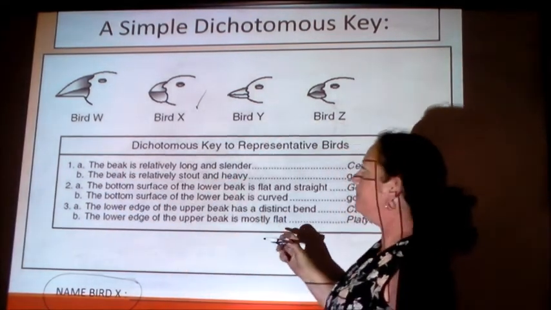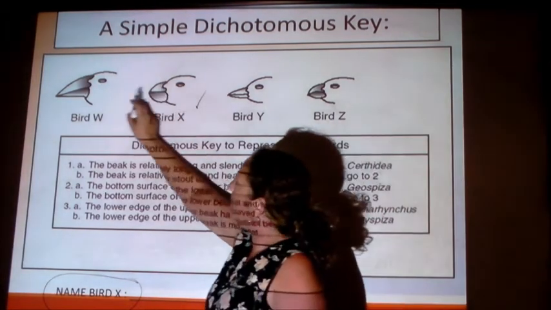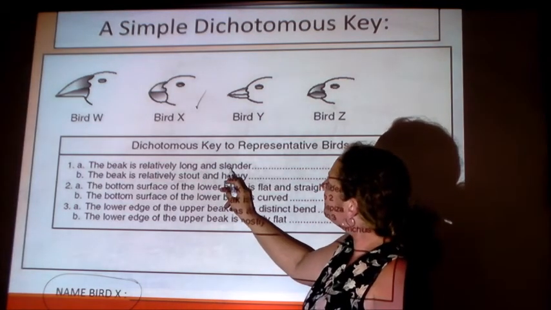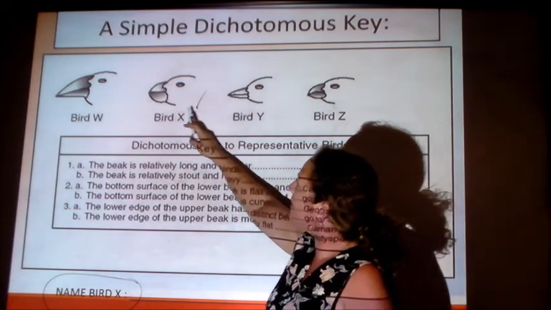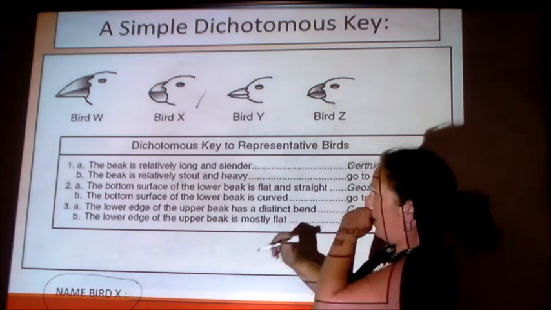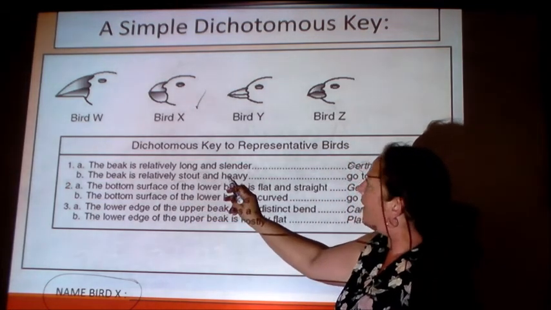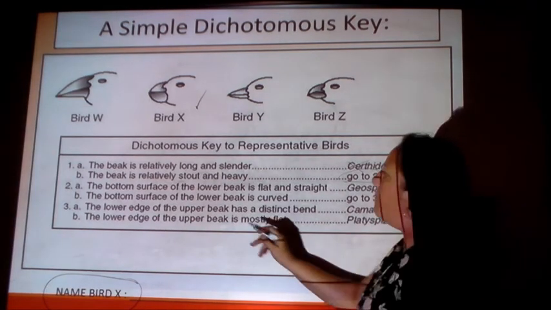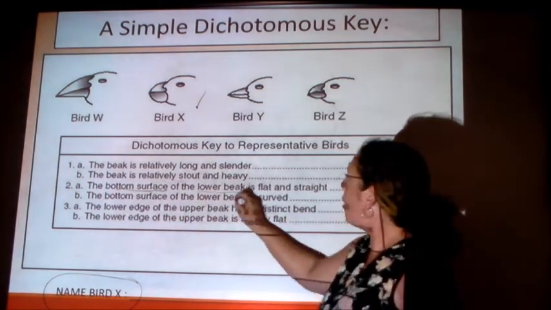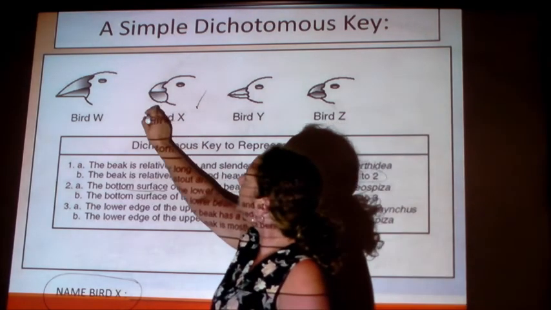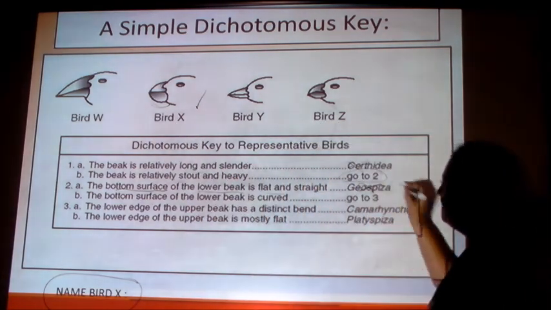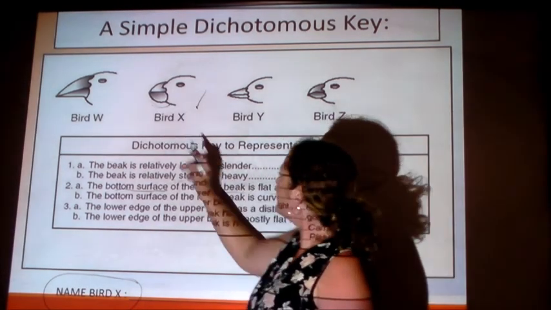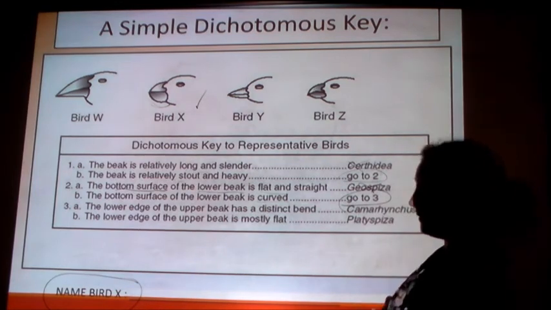So step 1, the beak. All right, the beak is relatively long and slender. Probably not. That one's not long and slender. Okay, so no. The beak is stout and heavy? Yes. So I'm going to go to step 2. The bottom surface of the lower beak is flat. No, that's round. So no. The bottom surface of the lower beak is curved. Yes. So now I'm going to go to step 3.